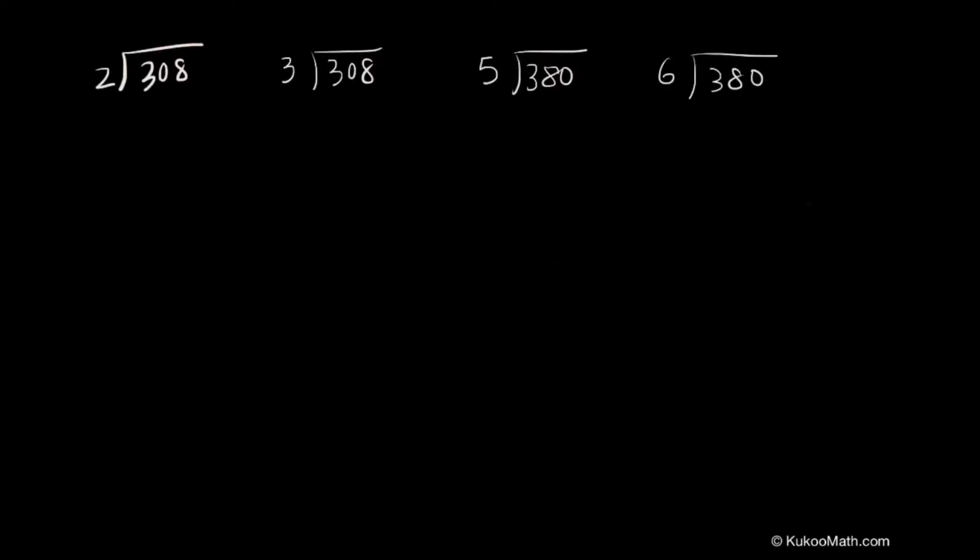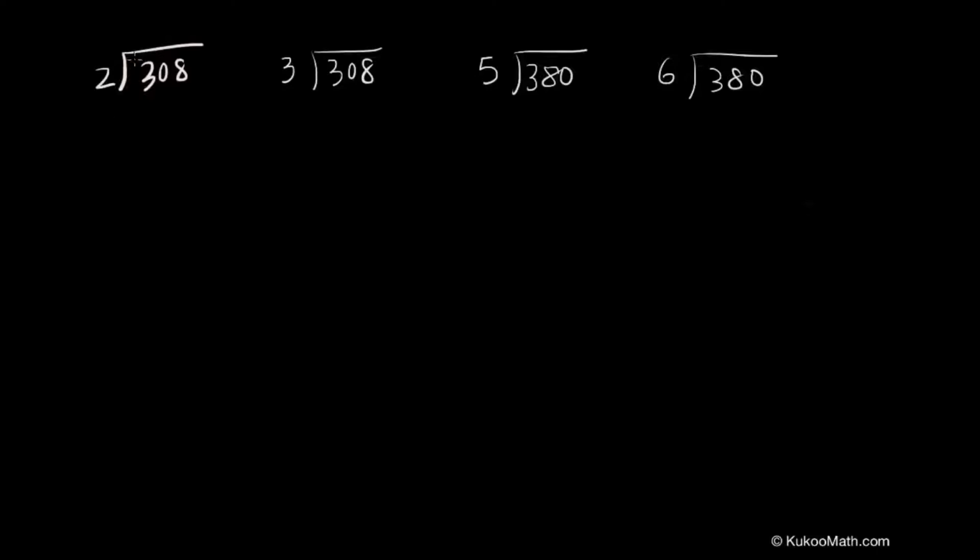Hello and welcome back. In this video, we're going to be practicing vertical division again, but this time we're going to try dividing 3-digit numbers by 1-digit numbers. So let's start. I have a couple problems written down already. Let's start by looking at this first one on the left. For this one, we're trying to do 308 divided by 2.